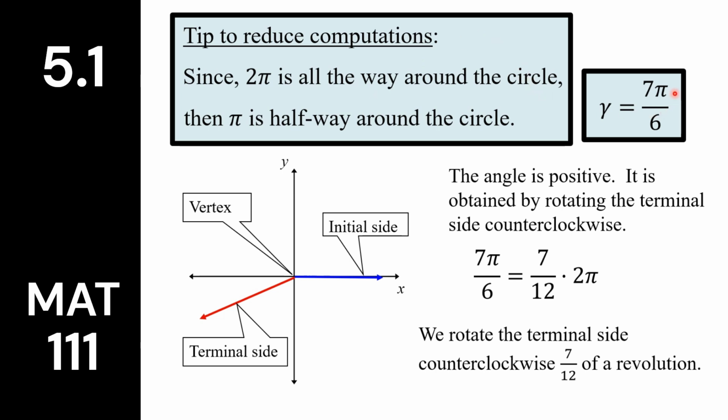Using our trick, if pi is half the circle and we break that up into 6 pieces, they are still 30 degrees each. 1, 2, 3, 4, 5, 6. So we want to go 7 of those little pieces, and that's still 1, 2, 3, 4, 5, 6, 7, takes us to the same terminal side.